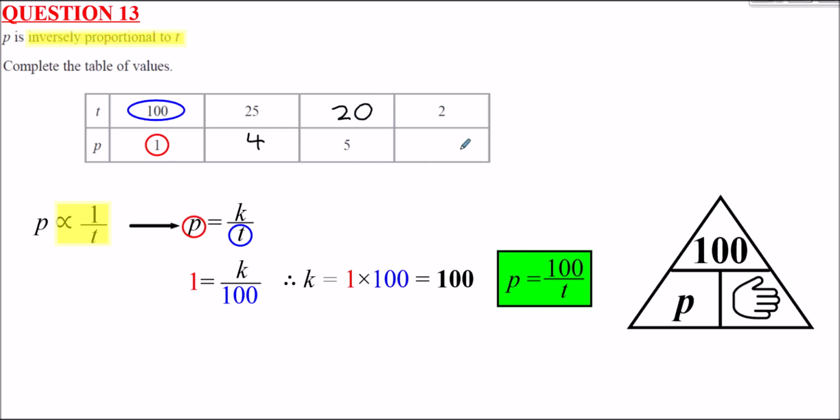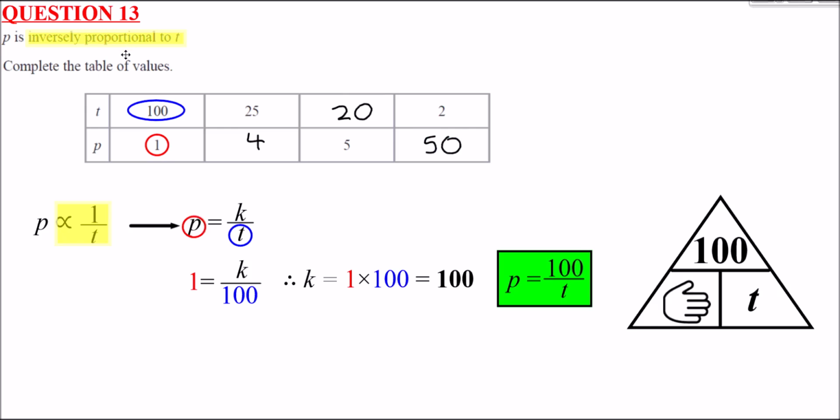Finally, if I'm trying to work out p when t is 2, cover up p if I'm trying to find it. So therefore p will be 100 divided by t. So I've got 100 divided by 2, which gives 50. So the missing totals in the table are 4, 20 and 50.